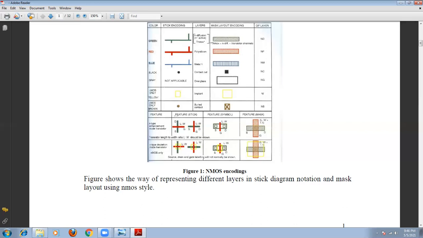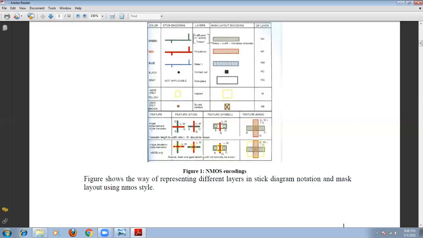But no contact is needed when the same layer joins: polysilicon to polysilicon, green color to green color, and metal one to metal one. Whenever two different layers join together, we must require a contact. There are also different types of contact.